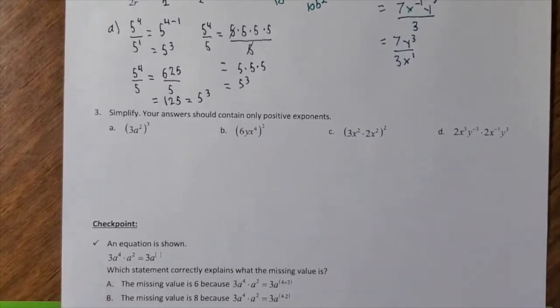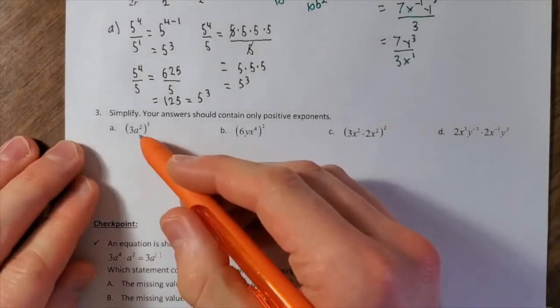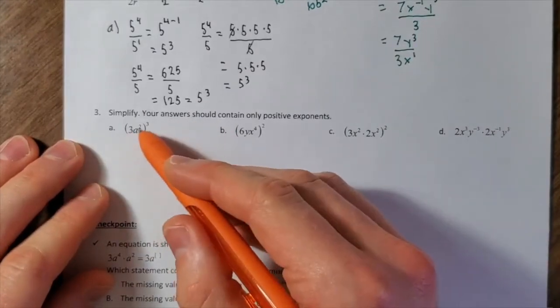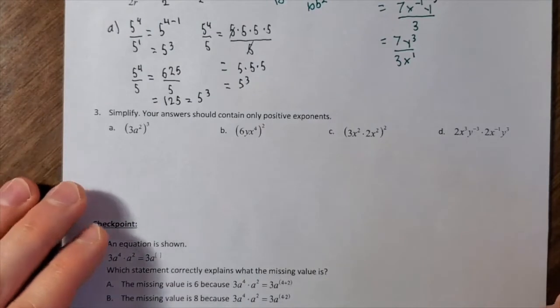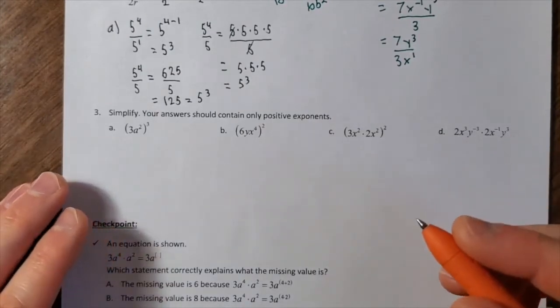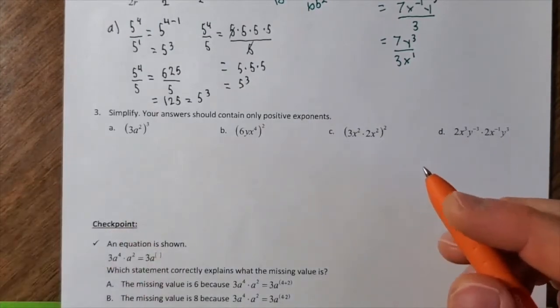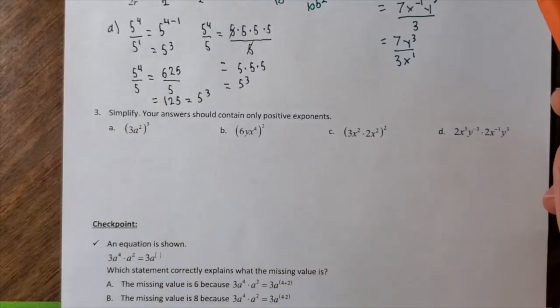Rule number 3, let's try out this one together with a couple examples. So again, we want to only have positive exponents here. Our first example, we've got 3a squared, and that's all being raised to the third power. Now, when we have any base or any power being raised to another power, we simply multiply those two together.